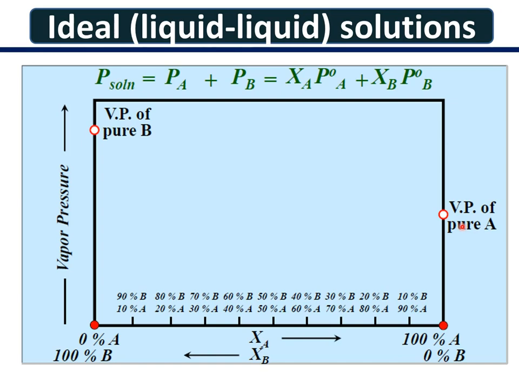So the vapor pressure can give you information about the boiling. So if you want to design another diagram right now, for the boiling point composition diagram, the position of B will be lower and the position of A will be higher. Okay? Yes?